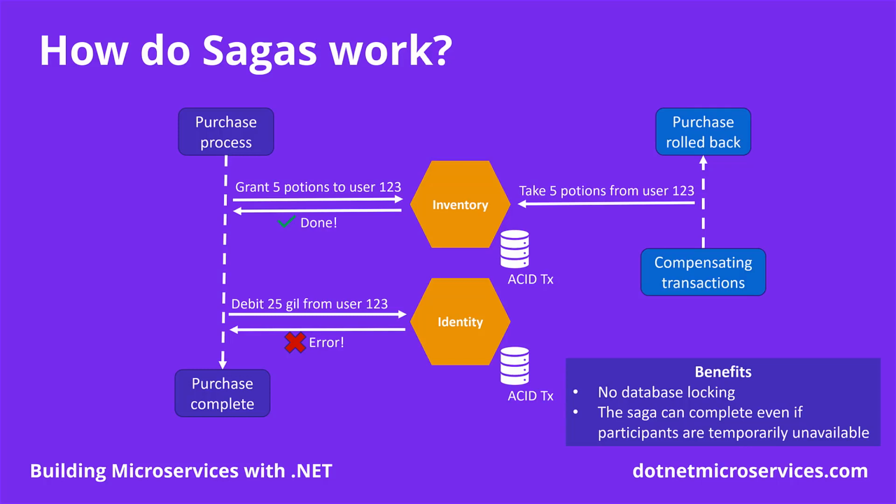Now, there are two ways things can get coordinated within a saga: choreography and orchestration. Let's explore these two types of sagas in the next lesson.